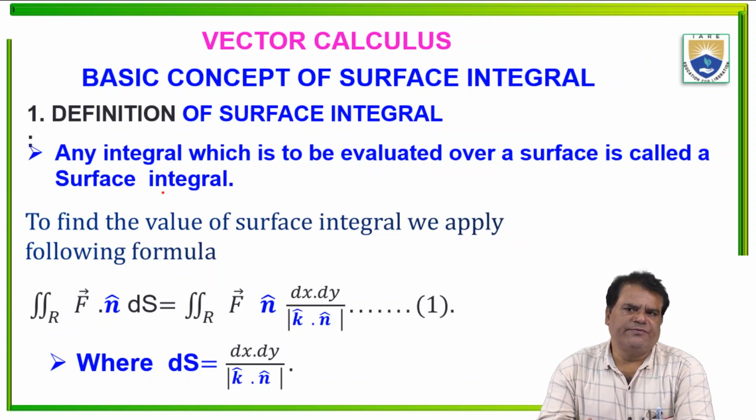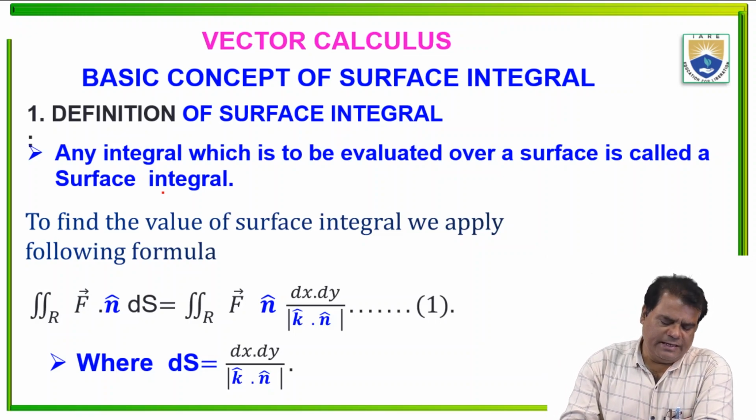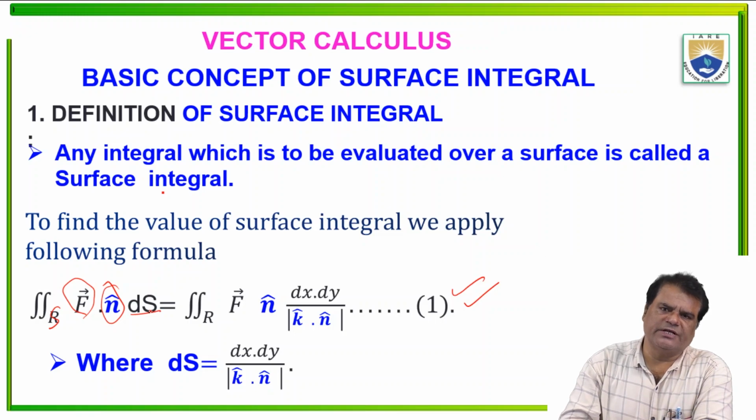To find the value of the surface integral, we apply the following formula. Which formula do we apply here? Here we apply formula number 1. So here is the double integration over the given region R. R is any region or surface. We can say this is the surface. F is the vector point function, n is the unit normal vector, and dS is the surface element.